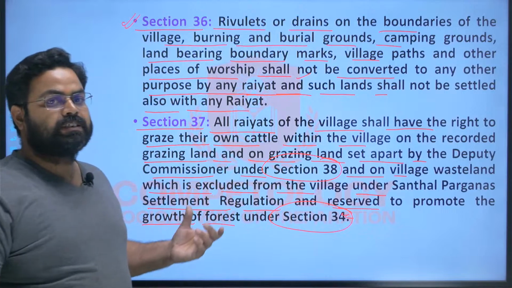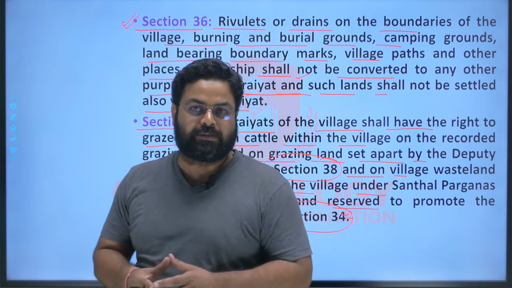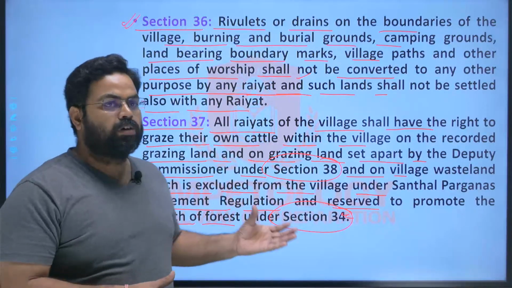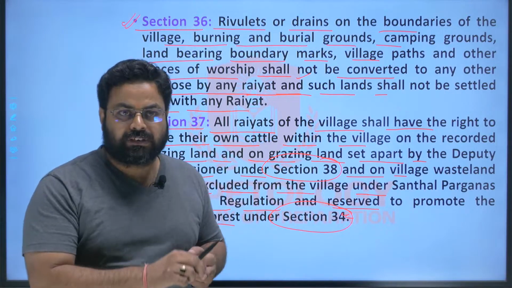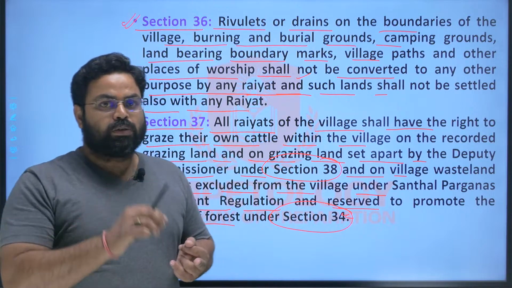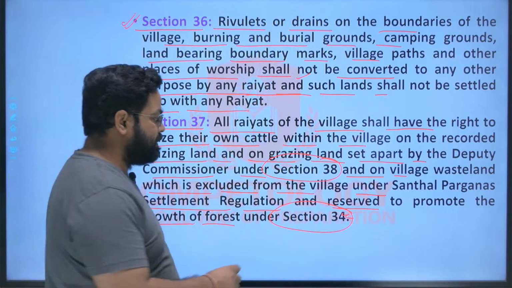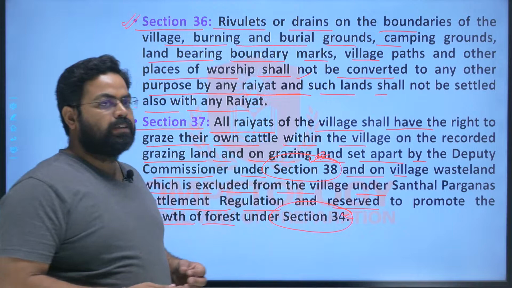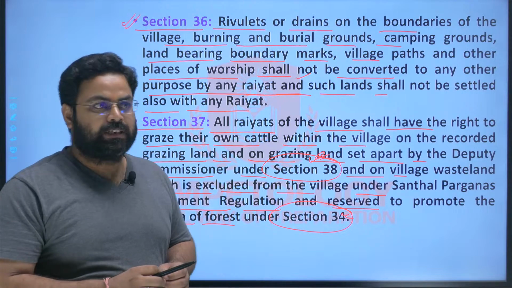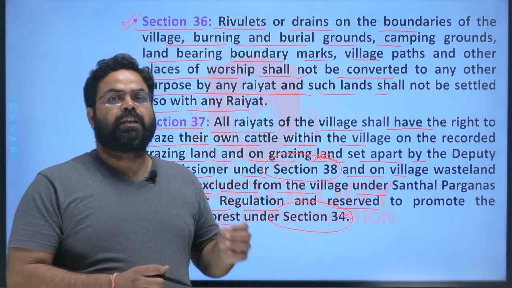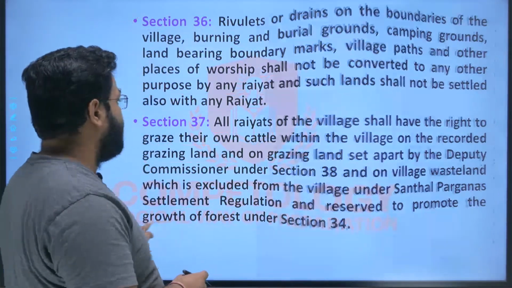So here this section says that if the villagers want to graze their cattle, graze their livestock, then whatever land on which there is no ownership lies with any of the Rayyat, that is the wasteland, that is the vacant land, or those lands which are specifically allocated for the purpose of grazing land under section 38, as well as those lands which are left behind for the growth of the forest. In those lands, the villagers can graze their livestock and cattle without payment of any charges.